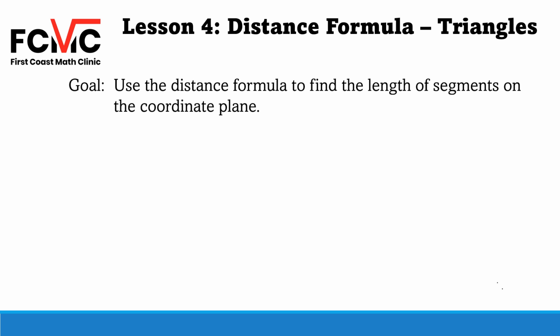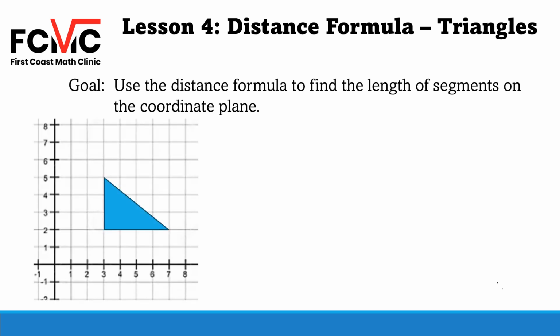So if you're not interested in that, if you want to just get into some examples, you can jump ahead to the first couple examples. But I'm going to start by going through the Pythagorean theorem and relate it to the distance formula and show you where the distance formula comes from. So let's say we've got a right triangle here on our coordinate plane.